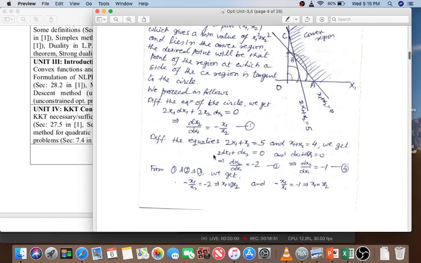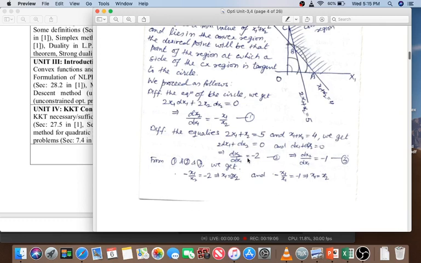And now differentiating the equalities. Here you have 2 dx1 plus dx2 is equal to 0, so its slope is minus 2. Similarly dx1 plus dx2 is equal to 0, its slope is minus 1. You can also see this by the line method. If you compare with y is equal to mx plus c, x2 is equal to y minus 2x1, so m is minus 2, giving the same slope.